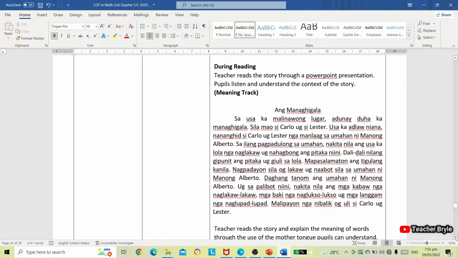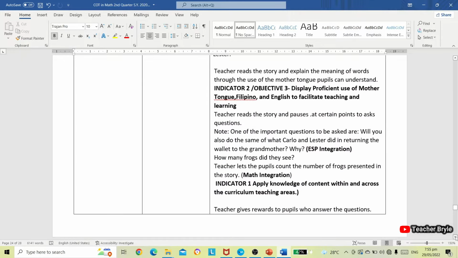During reading, teacher reads the story through a PowerPoint presentation. Pupils listen and understand the context of the story. Meaning track: teacher reads the story and explains the meaning of words through the use of the mother tongue pupils can understand. Indicator 2 or Objective 3. Display proficient use of mother tongue, Filipino, and English to facilitate teaching and learning.